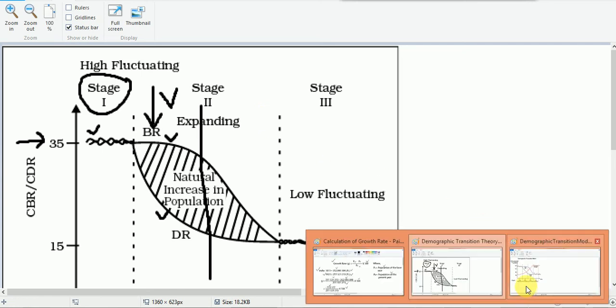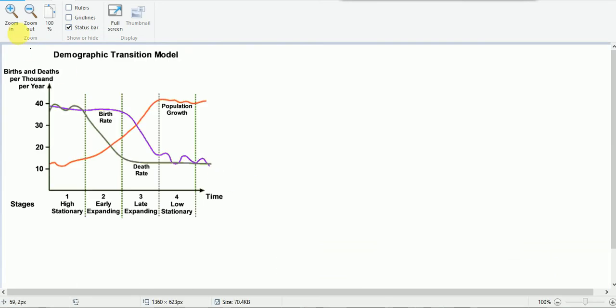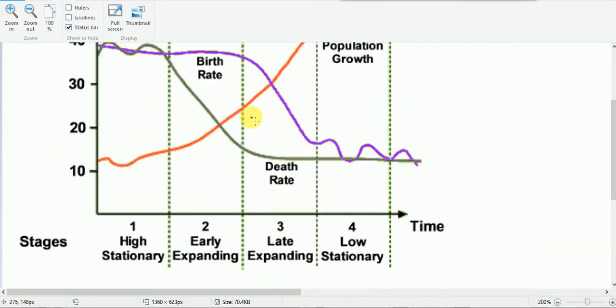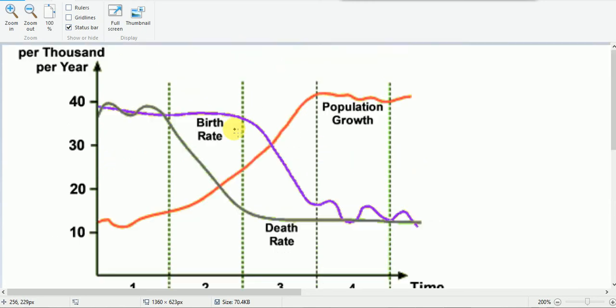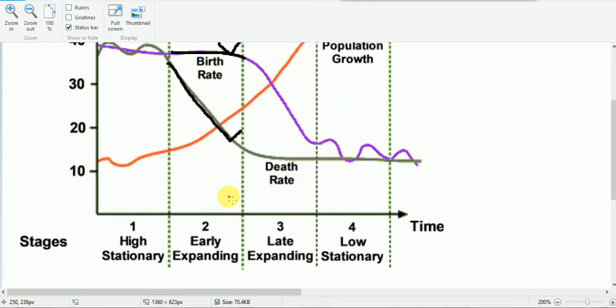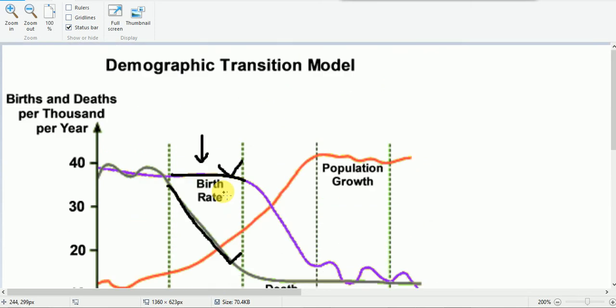Or if we compare it with the 4-stage model as given here, so this is a 4-stage model of demographic transition, then we can compare phase 2 with stage 2 here. Birth rate remains high. See here, the purple color shows the birth rate, and this green one shows the death rate. The birth rate remains high, and the death rate declined considerably. So this is what is called early expanding, where the population is increasing.